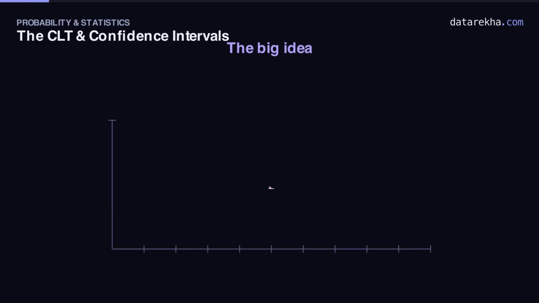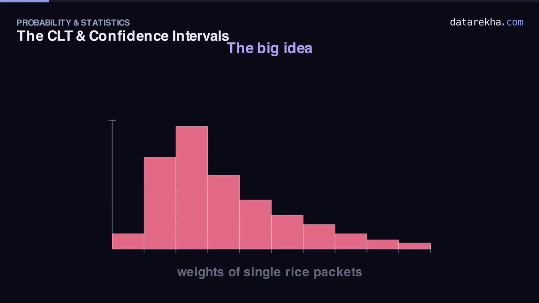Picture a machine filling packets of rice. Weigh them one at a time, and the numbers scatter, some light, some heavy, with a long tail off to one side. This population is lopsided. Nothing bell-shaped about it.